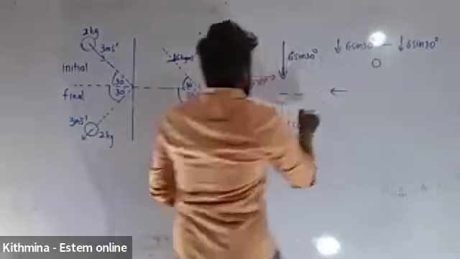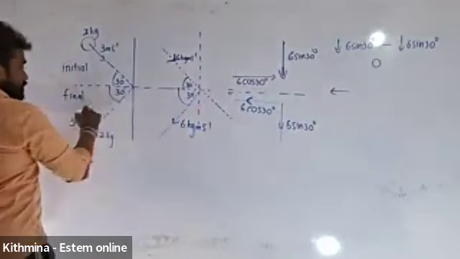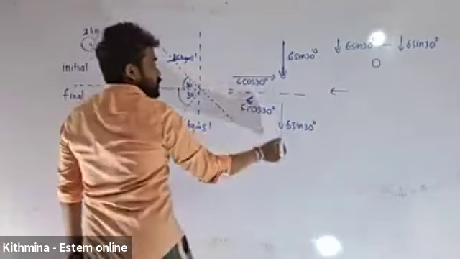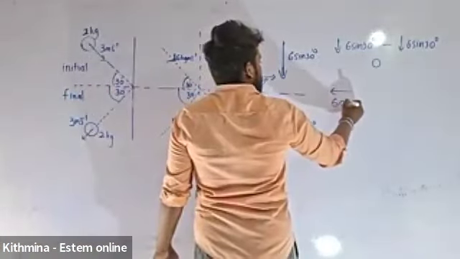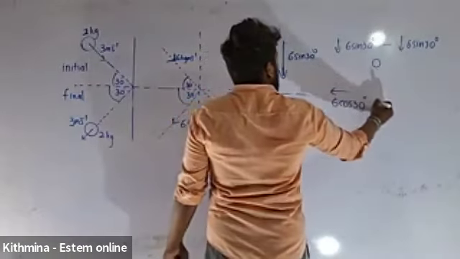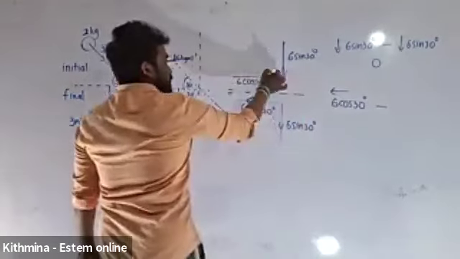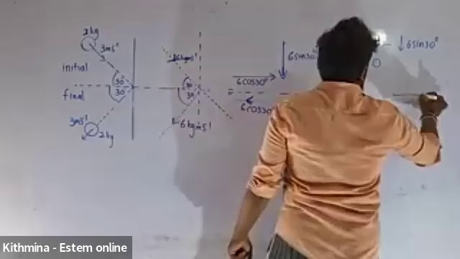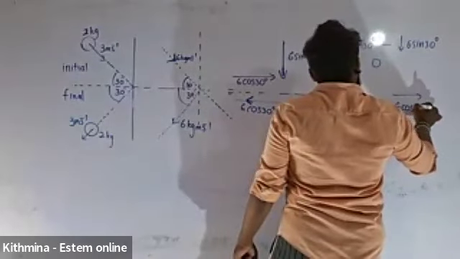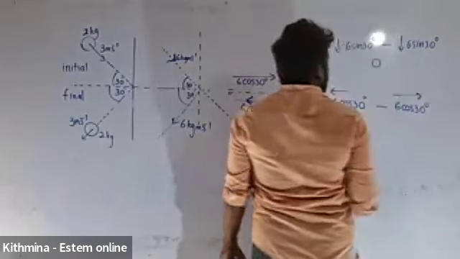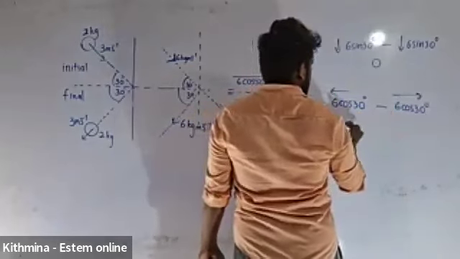The final direction is this one. Please get that. So 6 cos 30 minus the initial, which is also 6 cos 30. Therefore, we have to simplify this.